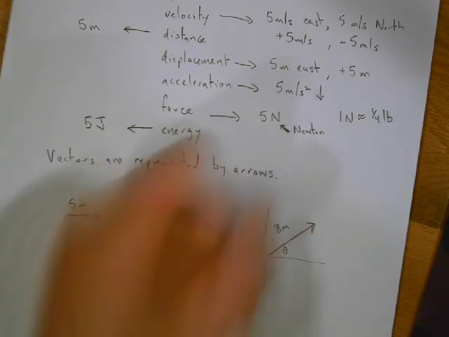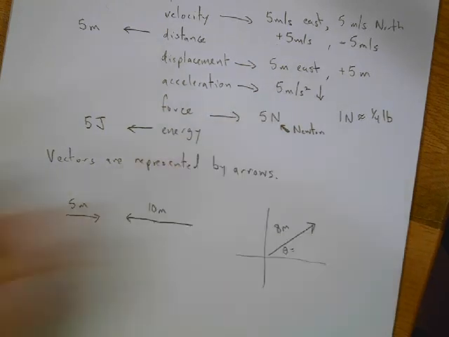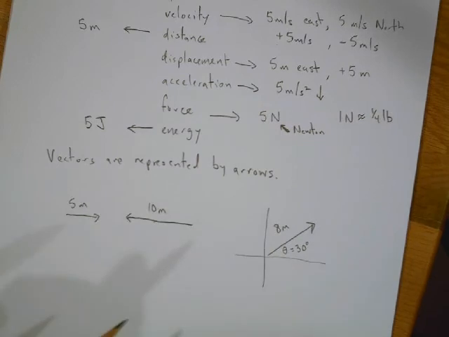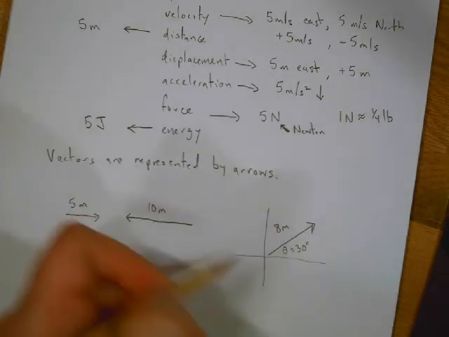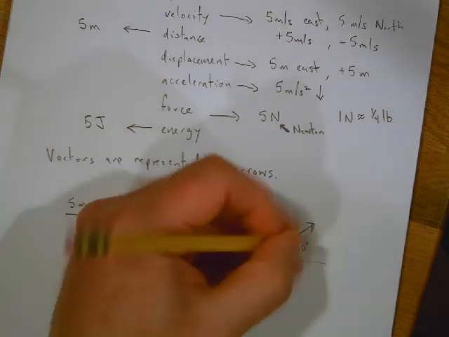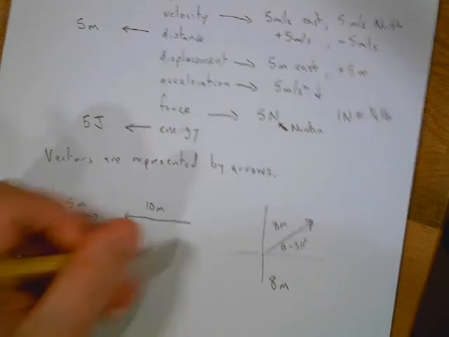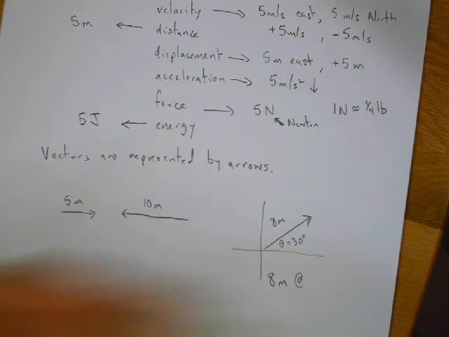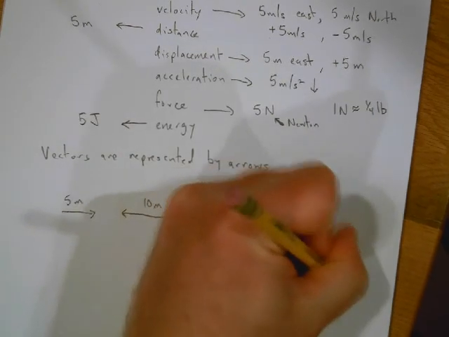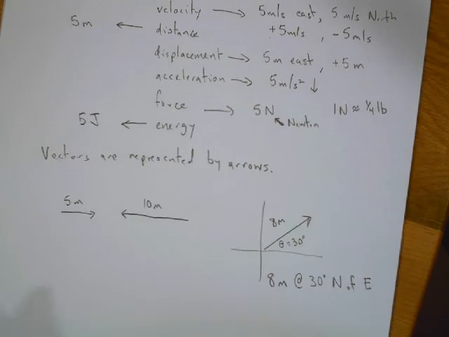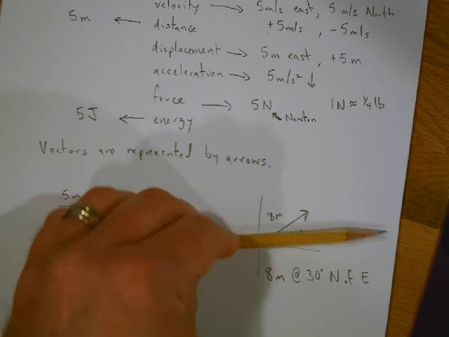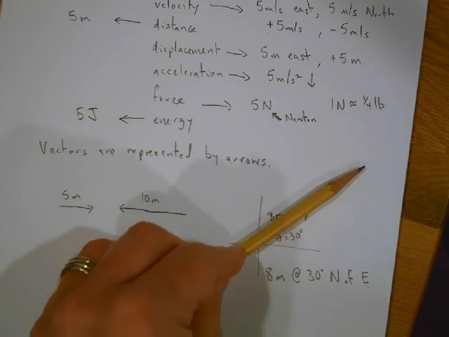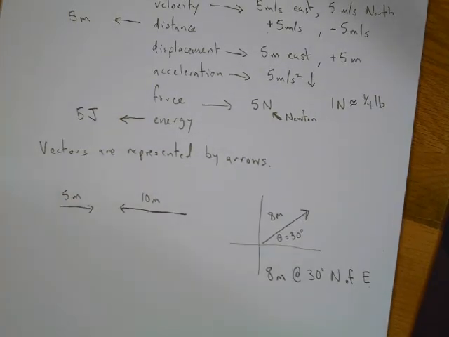Well, if I draw in my coordinate plane and then I find this angle, let's say that this angle looks like it could be about 30 degrees. So if I wanted to name this angle and be complete, so I know exactly where I'm going with this displacement vector, it would look something like this. It would be 8 meters at 30 degrees north of east. So here's what this is literally saying. I'm starting at east and I'm going 30 degrees north of it.